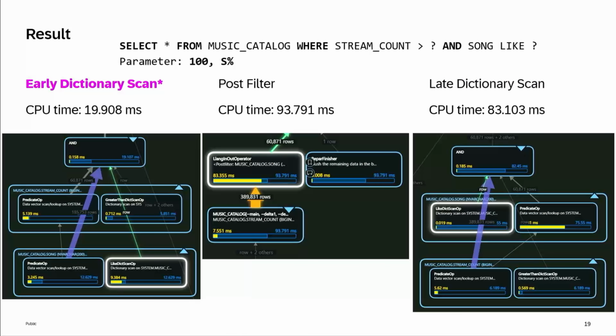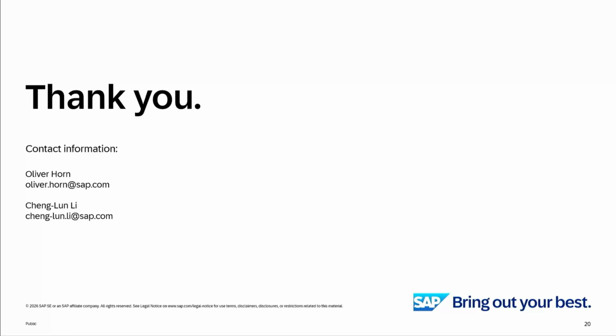And this is the same query, but with a different parameter set. In this parameter set, you can see it's actually better to do an early dictionary scan, like a pre-filter. But if we put it into the post-filter, the performance is not so good. You can also compare the early dictionary scan and the late dictionary scan here. If we have an adaptive dictionary scan, then we can decide to do the early dictionary scan here, so the performance is better than putting it into the post filter. So yes, I think that's all from our side.